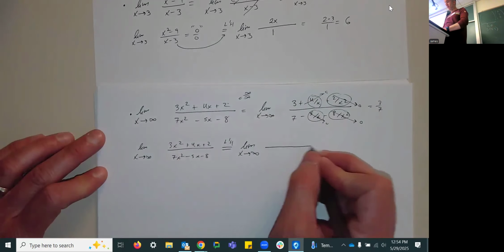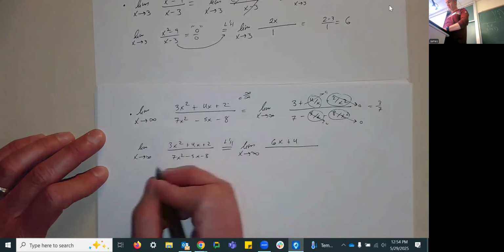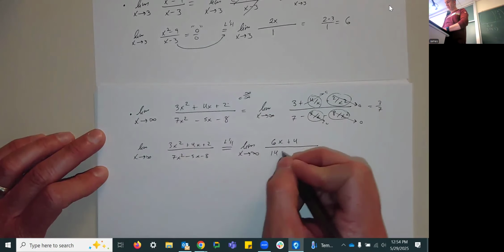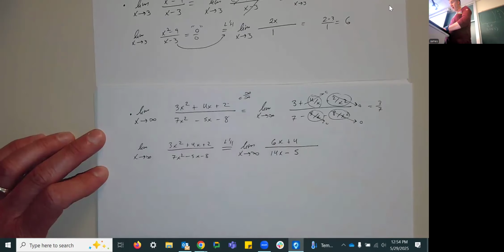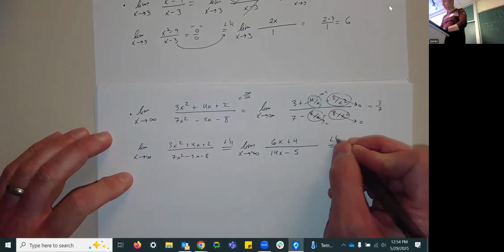It's the limit of the derivative of the top, which is 6x plus 4, over the derivative of the bottom, which is 14x minus 5. And if we plug in infinity now, we get 6 times infinity plus 4 over 14 times infinity minus 5, which is still infinity over infinity. So we do it again. We use L'Hopital's rule again.